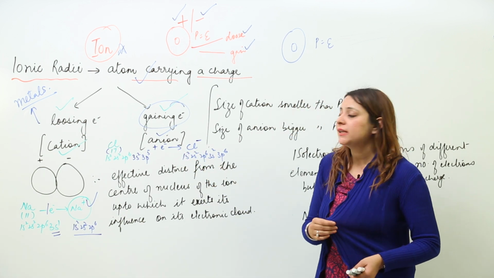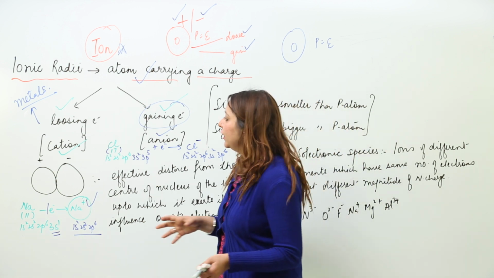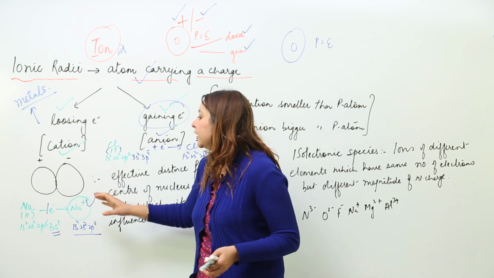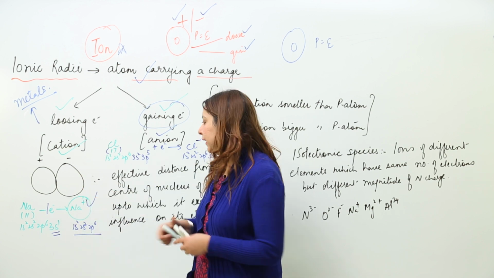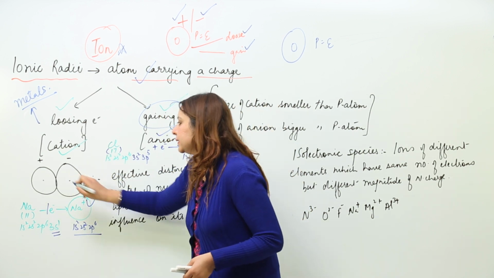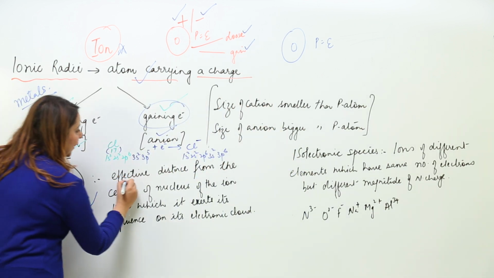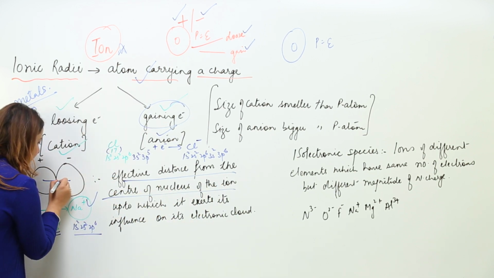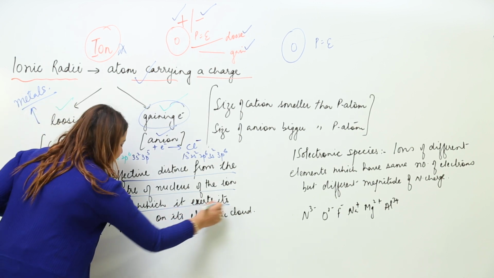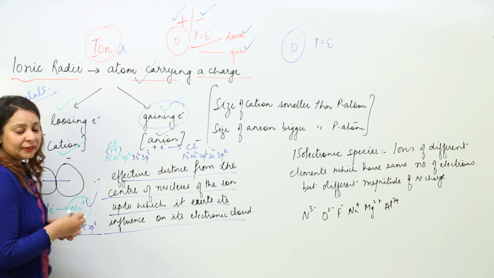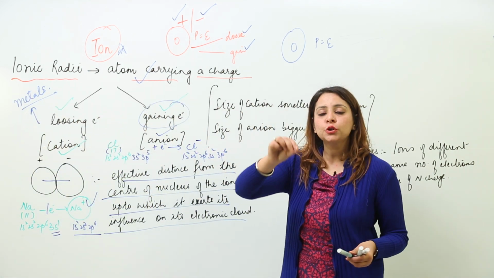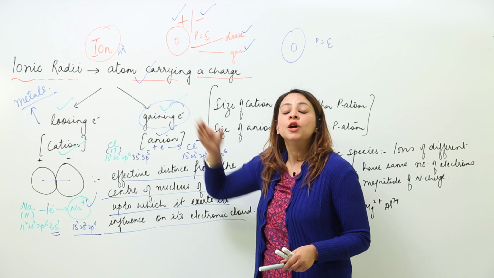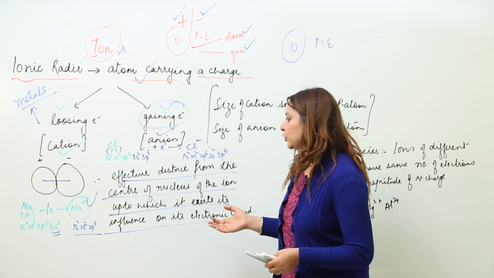Now, taking into consideration ionic radii, it is assumed that whenever a positive and a negative ion approach each other, they touch each other like this due to attraction, right? So if we want to talk about their ionic radii, suppose this is its nucleus and this is its nucleus. It is equal to the effective distance from the center of the nucleus of the ion up to which it exerts its influence on the electron cloud. That means it is the distance from the center of the nucleus to a region where its effect can be felt. That much distance is called the ionic radius, whether we are talking about a cation or an anion.